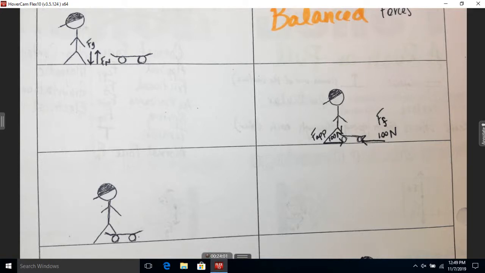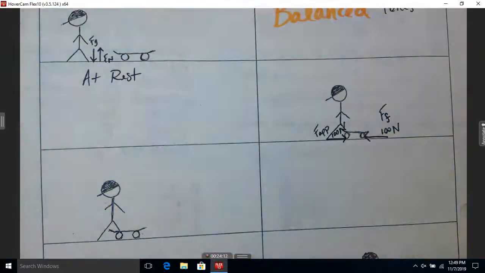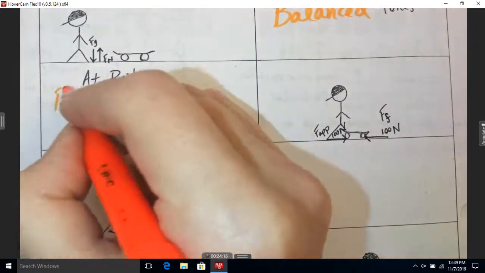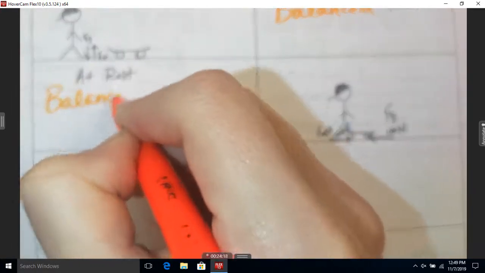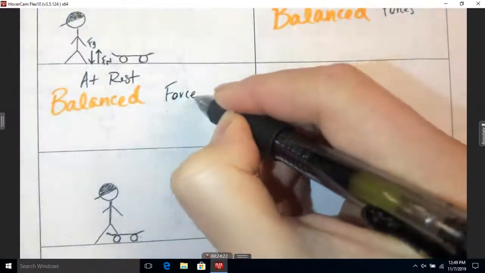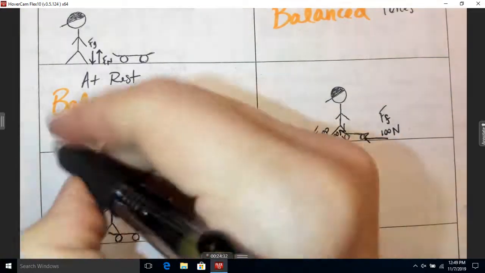What's his motion going to be? What do we call that motion? At rest. What kind of forces do I have? Balanced. And what would be his net force? 0 newtons.